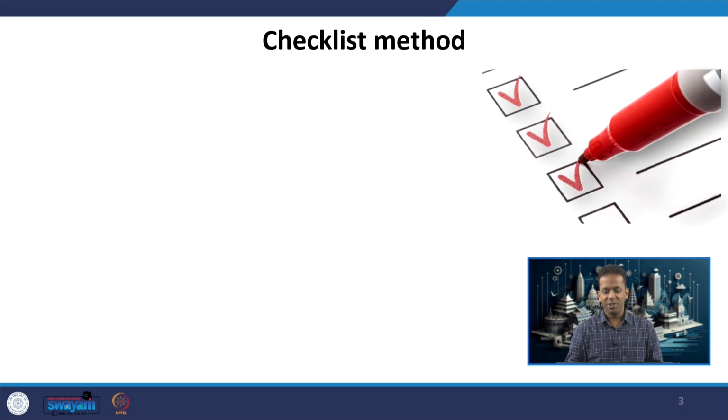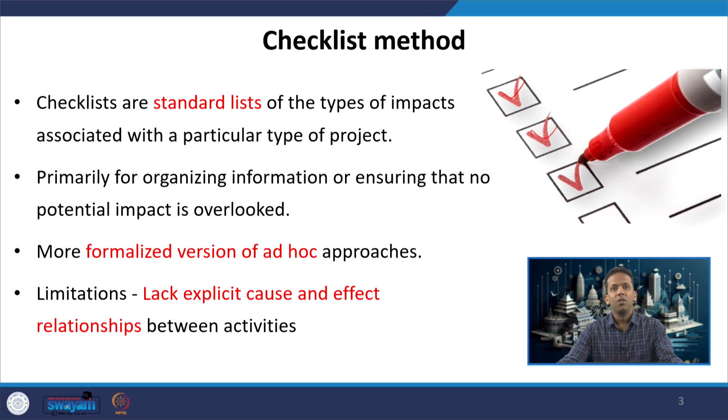So, what is a checklist method? As you look at this picture, you can see there is a list of items, and you are just checking down whether those items are proper or not. Checklists are standard lists of different types of impacts associated with a particular type of project. It need not always be only a list of impacts, it can also be a list of activities involved in the project. As the name indicates, you make a list of items and then check whether those items are proper or not.